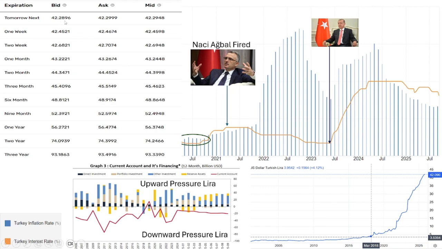So the options market is pricing the Turkish lira to depreciate markedly over the next 3 years, and it'll be terrible for importers because the cost of imports will go up. This will cause more inflation and just more of the same.